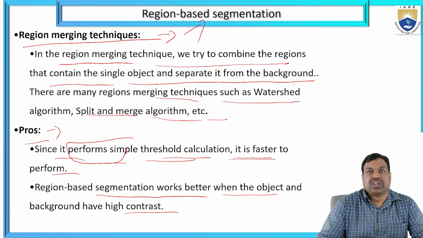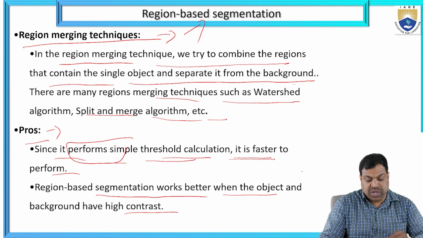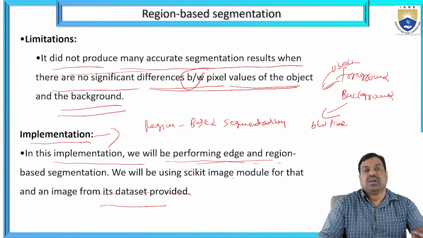But in the region merging technique, we try to combine the regions that contain a single object and separate it from the background. There are many region merging techniques such as the watershed algorithm and split and merge algorithms. This is a simple process since it performs simple thresholding calculation and it is faster to perform. Region-based segmentation works better when the object and the background have high contrast. The limitation is that it produces inaccurate segmentation results when there are no significant differences between the pixel values of the object and the background.